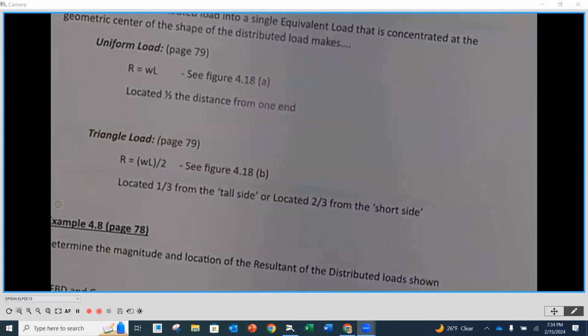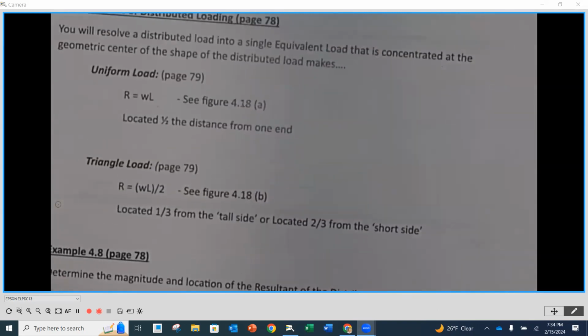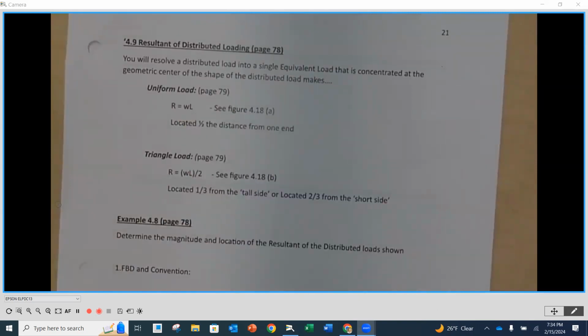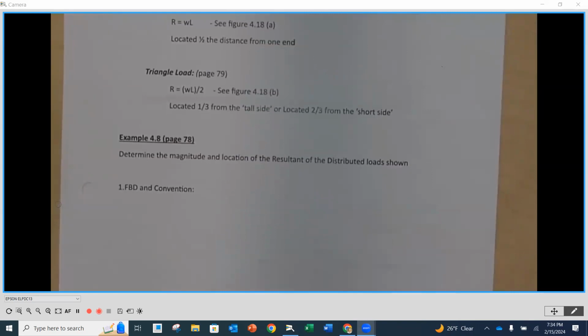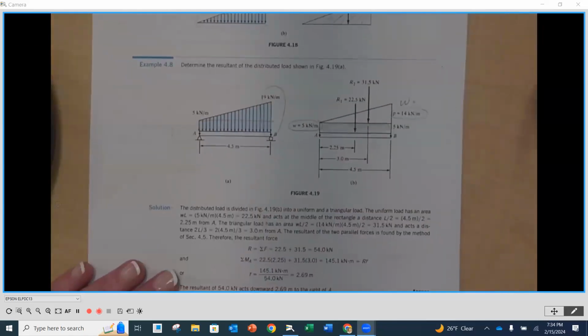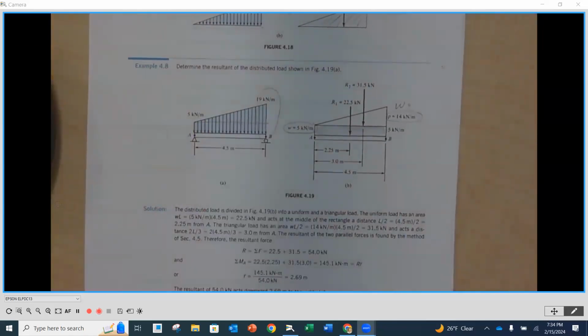So now, as we go back over to page 21, up here is just a review of those two things that we had looked at. And then now we're going to look at example 4.8 to really use these distributed loads and find the resultant. So example 4.8 on page 79. Zoom out here a little bit. We want to determine the resultant of the distributed load shown.